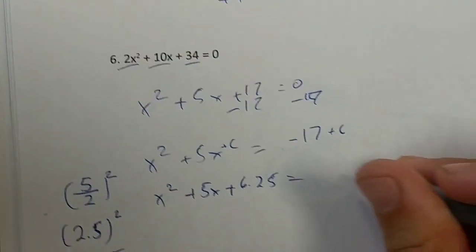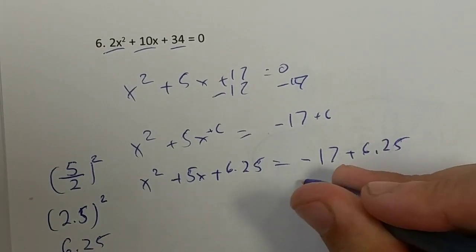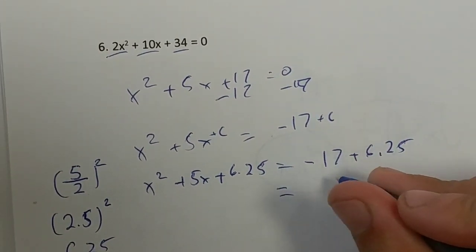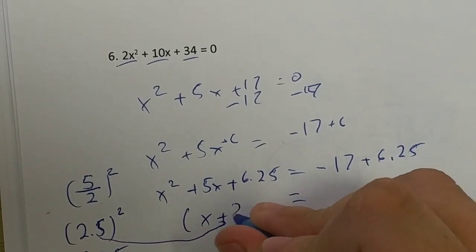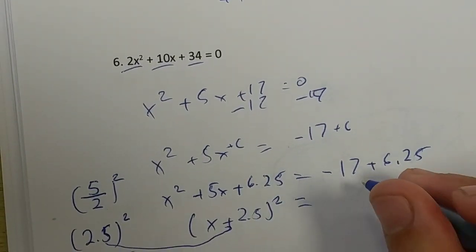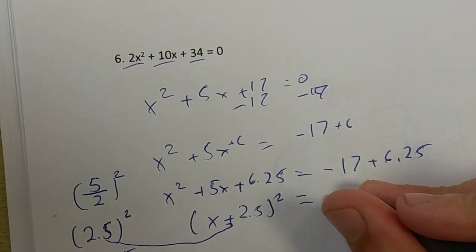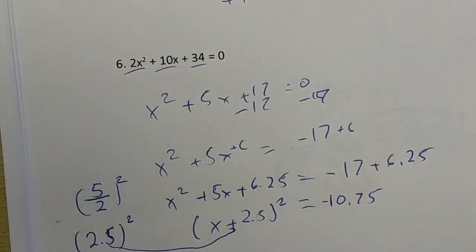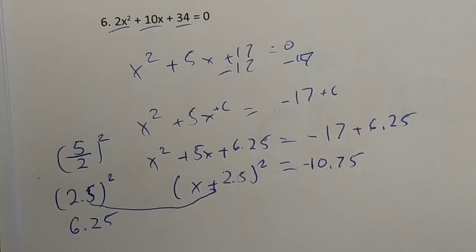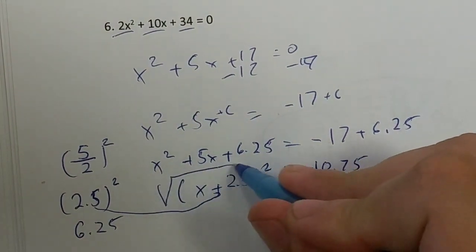And you're like, Mr. Tobel, you wouldn't give us decimals like this. And there's a reason I gave you a decimal like this. Because you're going to have a situation. When you factor this out, it's going to be x plus, remember it's this number here every time, so 2.5 squared. And this is going to be negative 17 plus 6.25 equals negative 10.75. Is that on camera? Yeah. So negative 10.75. I'm going to square root both sides.